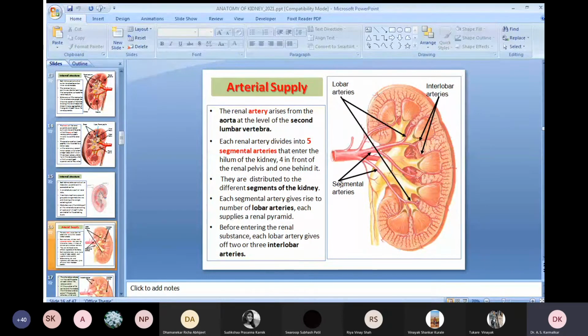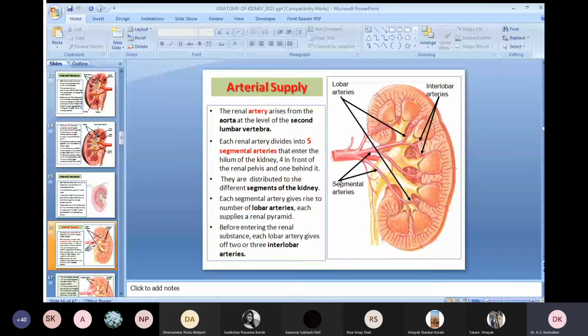Four of these branches lie in front of the renal pelvis, that is just in front of the ureter. One branch lies behind, which is the posterior branch. Now the segmental arteries are distributed to different segments. There are 5 segments, so they distribute to the 5 segments of the kidney. Then the segmental artery divides into the lobar artery, going to each lobe of the kidney.